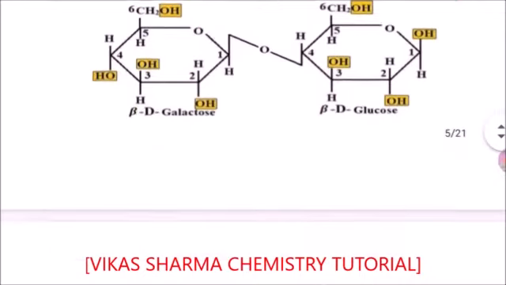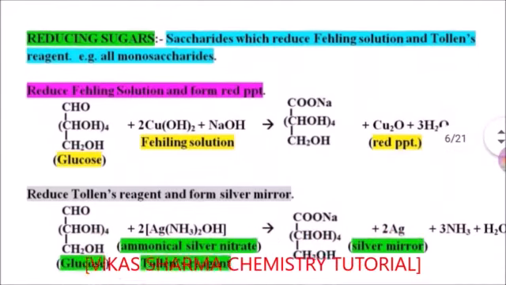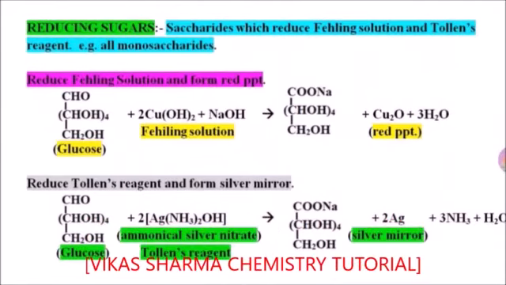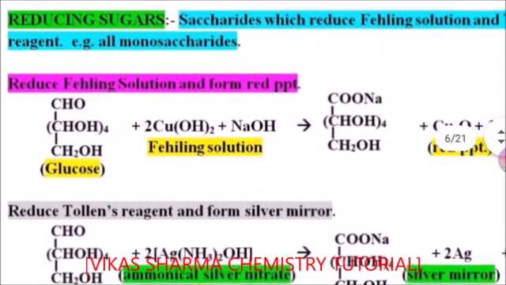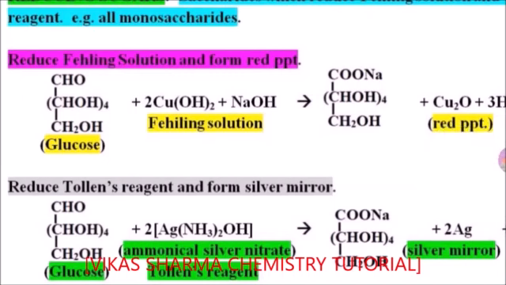So students, let me start the next topic. Previously, we discussed the reducing sugar. So the question is raised in our mind, what is a reducing sugar? A reducing sugar is a saccharide which reduces Fehling's solution and Tollens' reagent. When you come to your chemistry lab, you can see these two types of reagent in the reagent tab. So these monosaccharides reduce the two solutions. They are known as reducing sugars.